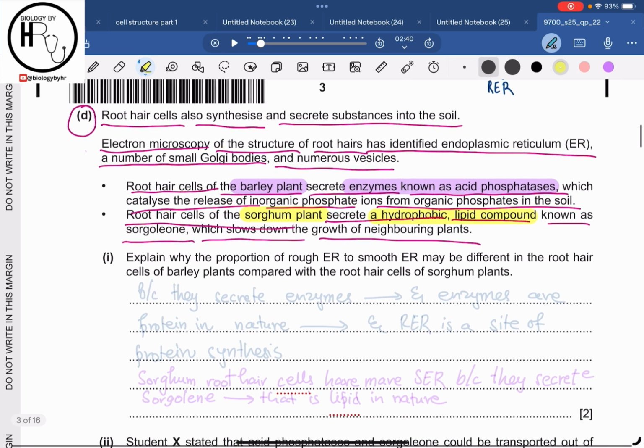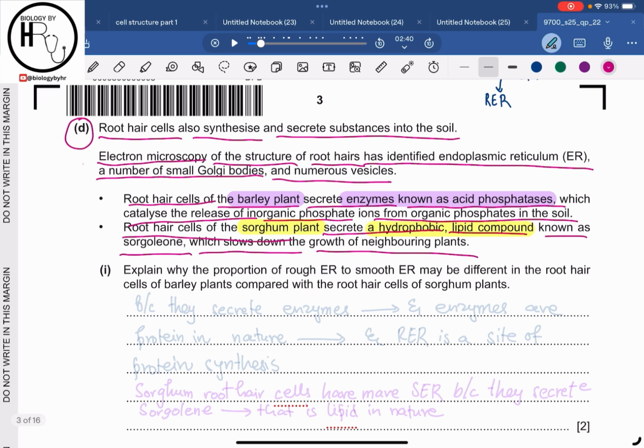Now in part 1 they are asking us to explain why the proportion of the rough endoplasmic reticulum and the smooth endoplasmic reticulum may be different in the root hair cells of barley plants compared with the root hair cells of the sorghum plants.